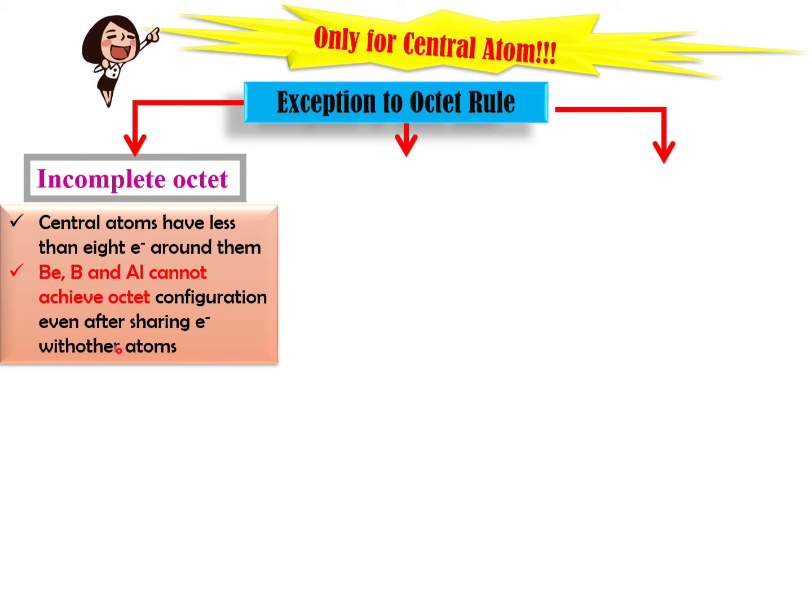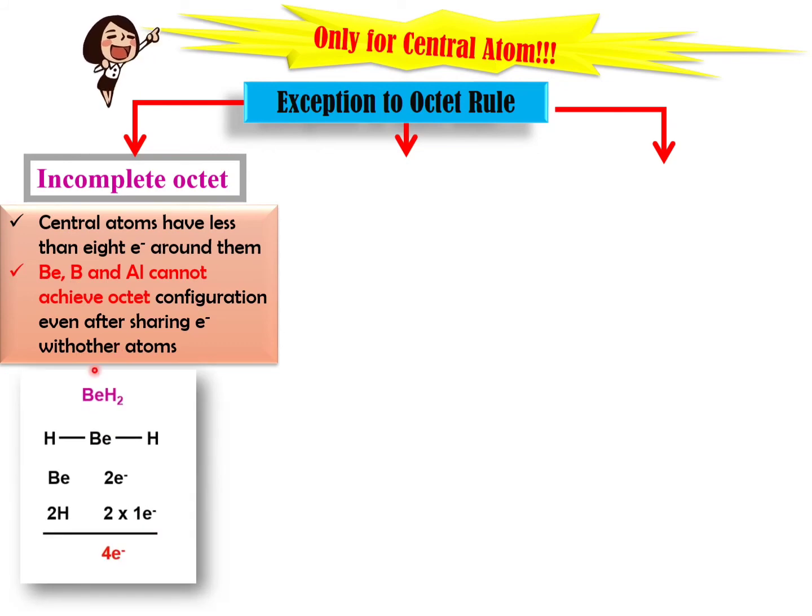Okay, so this is the example. So kita ada beryllium hydride kat sini. So when you draw the Lewis structure, this is the most plausible structure for beryllium hydride. Okay, so you nampak dekat central atom kat sini dia cuma ada 4 elektron sahaja. So this beryllium atom dia tak cukup octet. Okay, so ini yang dipanggil incomplete octet.